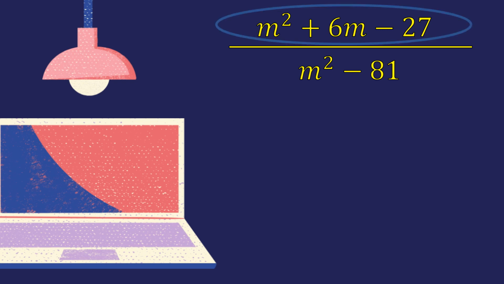Observe your numerator. M squared plus 6m minus 27 is factorable. The type of factoring is factoring quadratic trinomial where a is equal to 1. Its factors are m plus 9 and m minus 3.